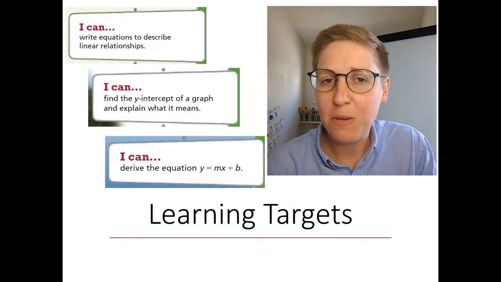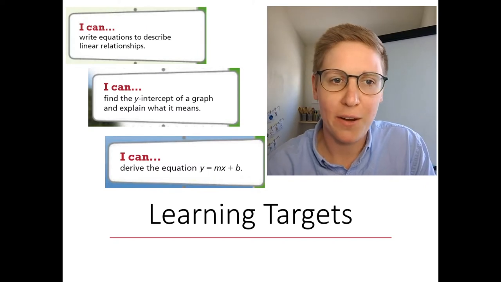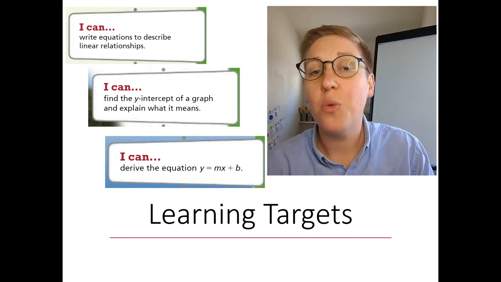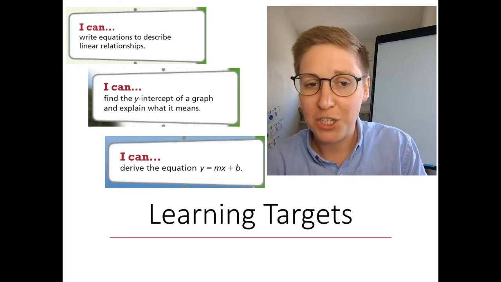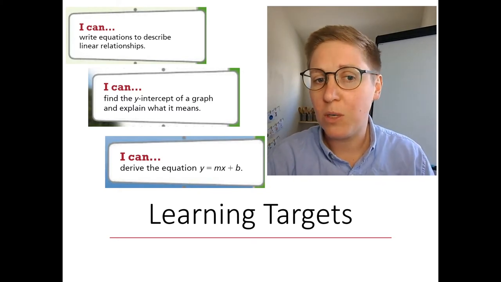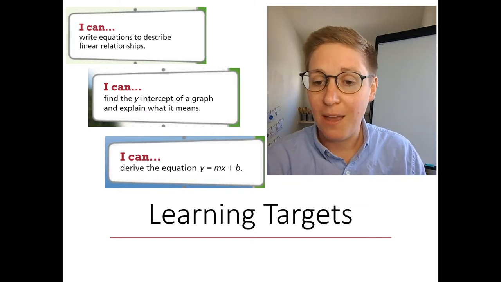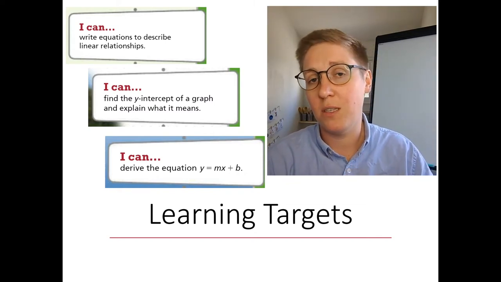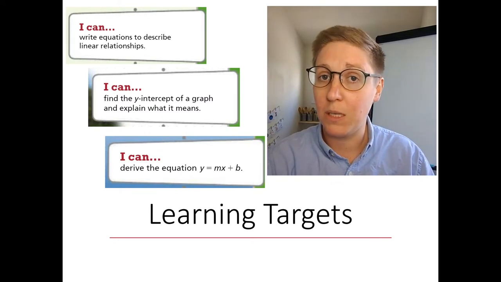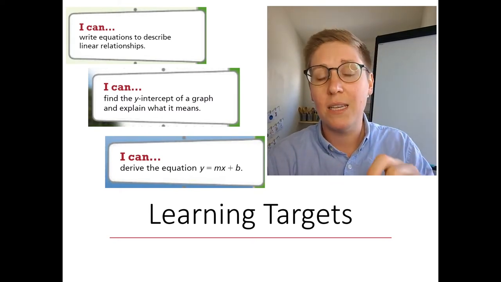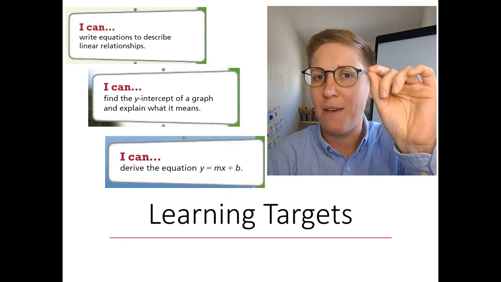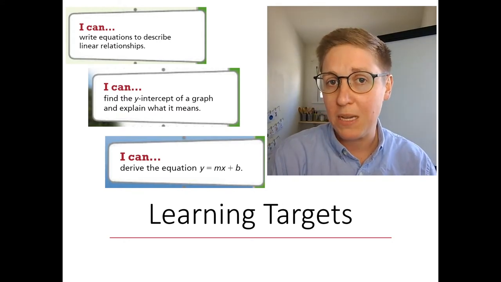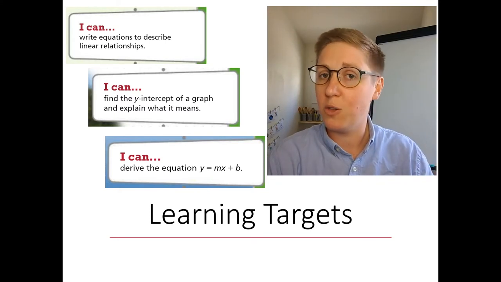Based on our three Pearson lessons today, we have three learning targets. First of all, you are going to, by the end of this video, know how to write an equation to describe a linear relationship. You're also going to look a little more deeply at the y-intercept on a graph and explain what it means, which is a really important part, and that depends on the situation you're describing with your linear relationship. But it always is going to be at the same place on that graph. Finally, you are going to write an equation, y equals mx plus b, based off of what you hear in the stories today.